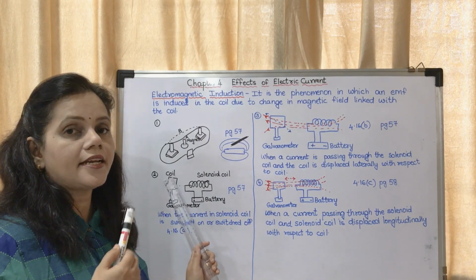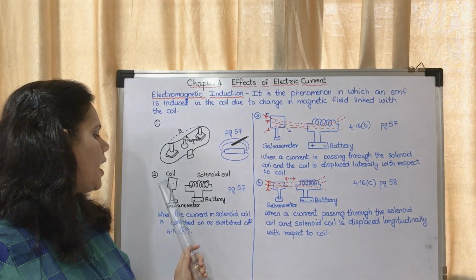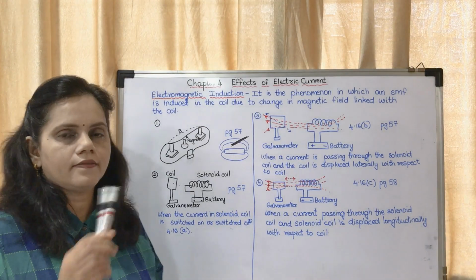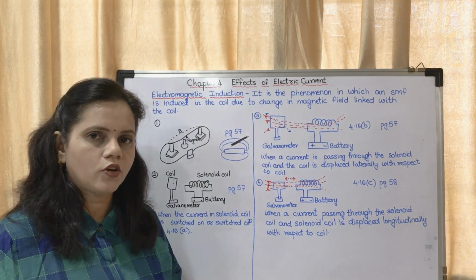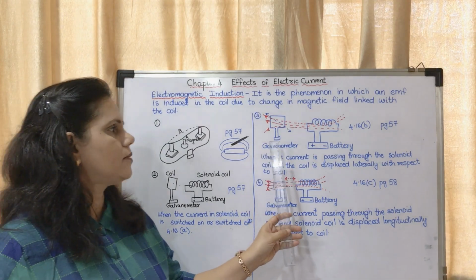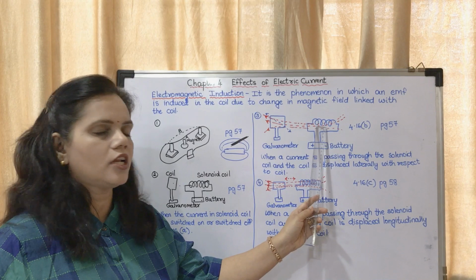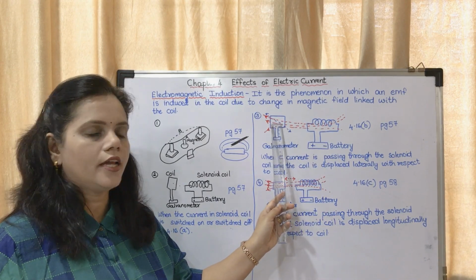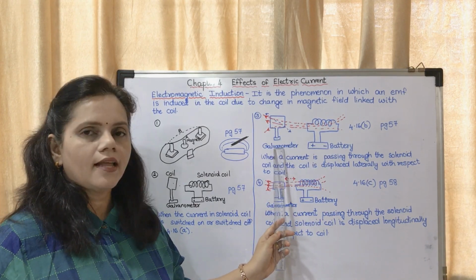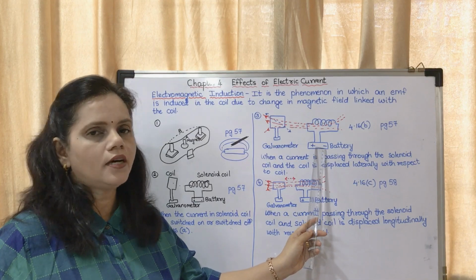The current is generated in the coil, and the galvanometer will show deflection. Okay, now in the next experiment, again the setup is the same. There is a solenoid coil, there is a coil. Now this is connected to a galvanometer, this is connected to a battery.